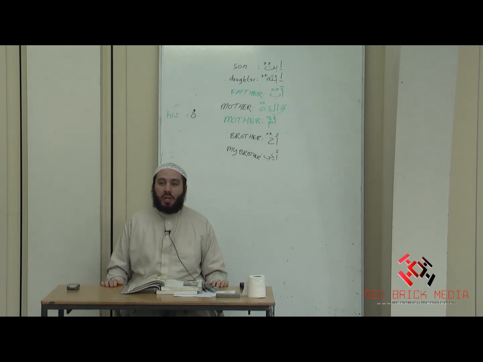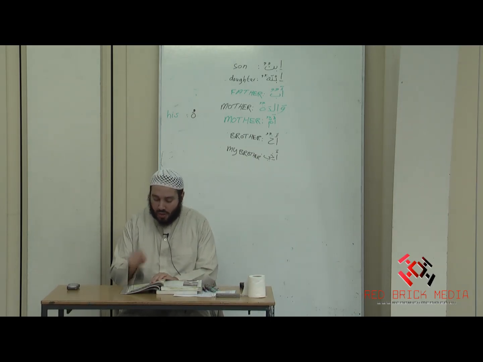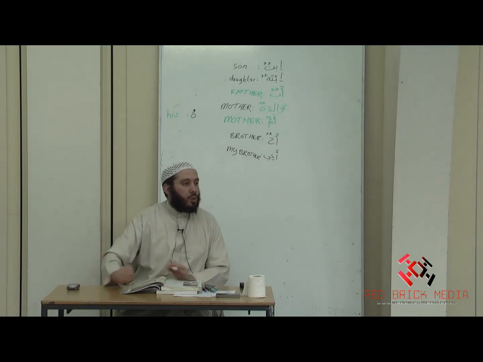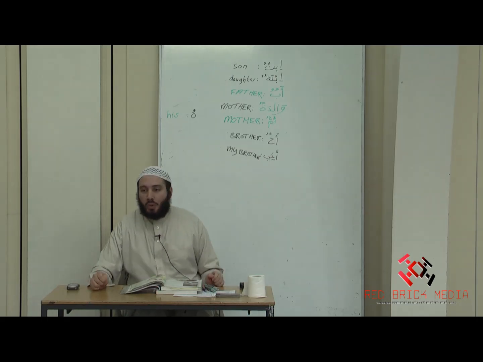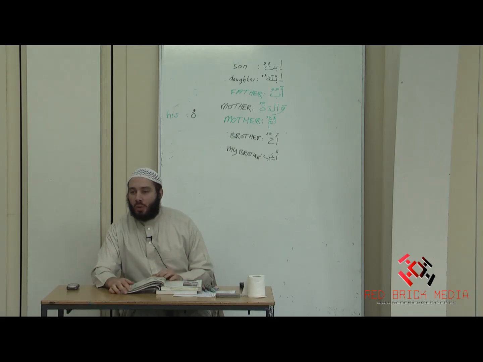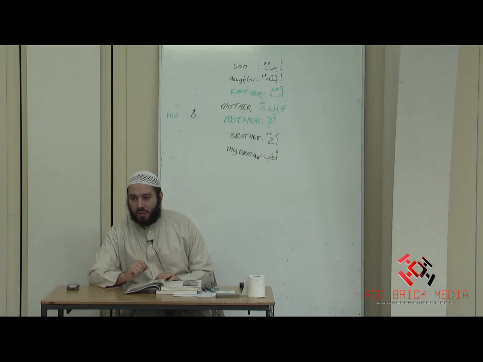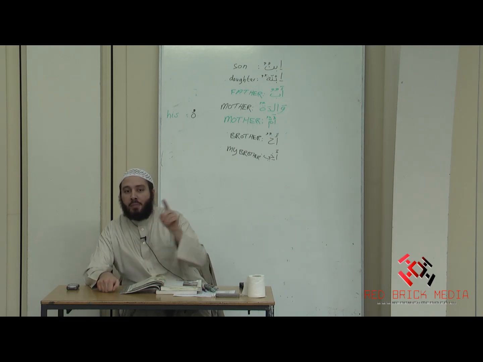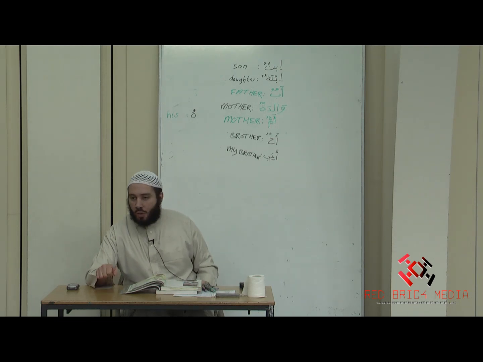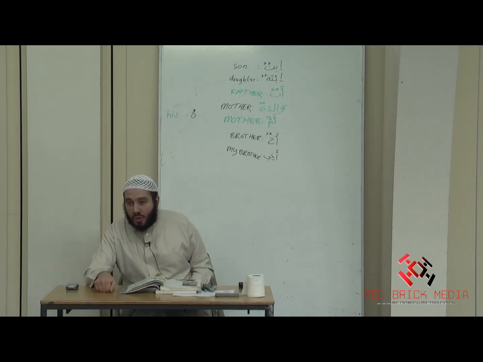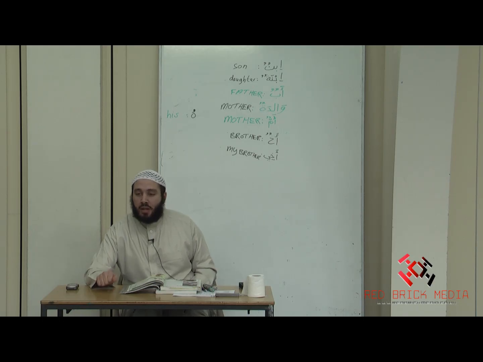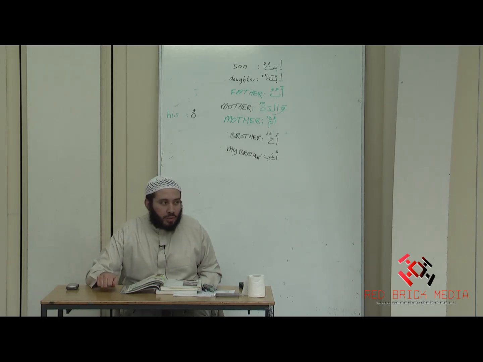The last thing I want to mention is Ammatuhu Safiya. You see there? His auntie Safiya. Safiya radiallahu anha was the only auntie of the Prophet ﷺ that became Muslim, as Imam al-Dahabi, rahimahullah, mentioned. Who are we talking about? Safiya, Ammatun Nabi ﷺ, the auntie of the Prophet ﷺ. She was the only auntie that became Muslim. Like Imam al-Dahabi said.